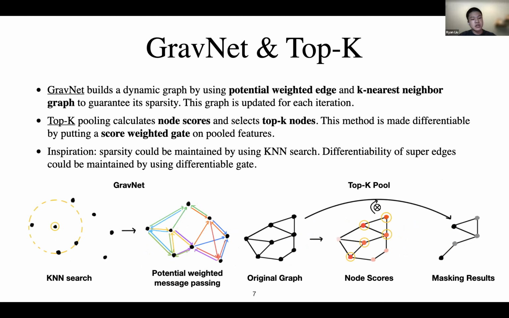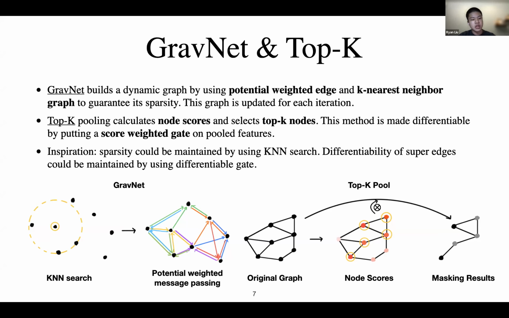The next task is to maintain the sparsity as well as the differentiability of this hierarchical structure. The GraphNet controls the sparsity by constraining the point cloud can only talk to their k nearest neighbor. And similar to Garnet, this is still weighted by the potential function.